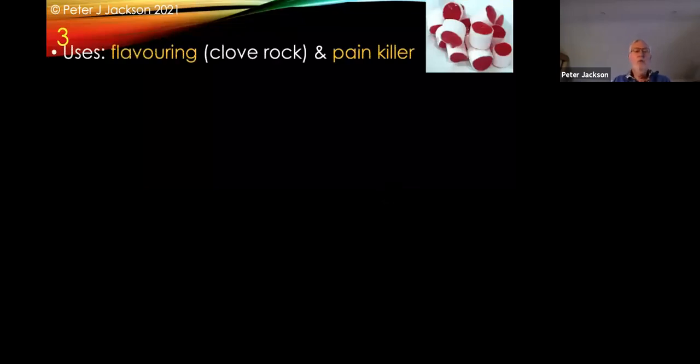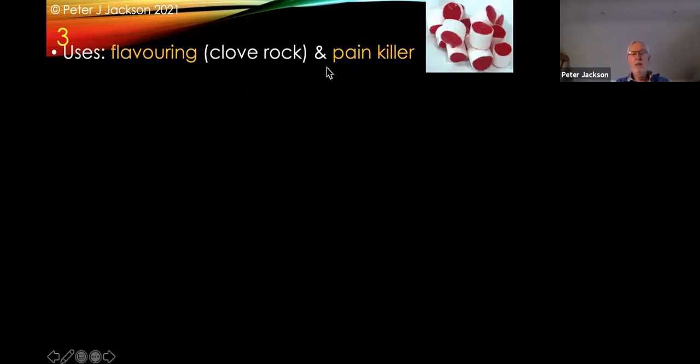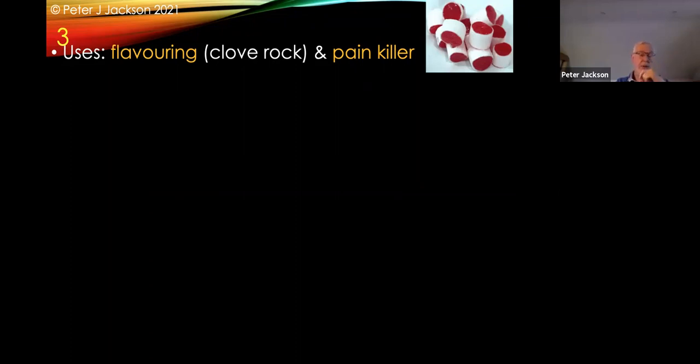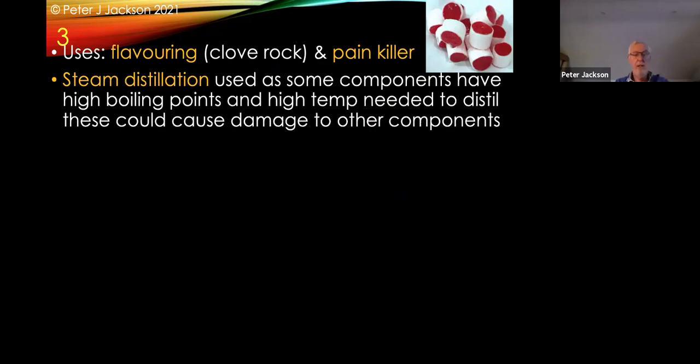Clove oil is used in a flavouring for clove rock. I'm sure many of you have seen and tasted clove rock. It's also used as a painkiller, but not the pure oil. The pure oil burns. And you can buy a diluted version in the chemist. If you have a toothache, you can drop it on your tooth and it numbs the toothache to some extent.